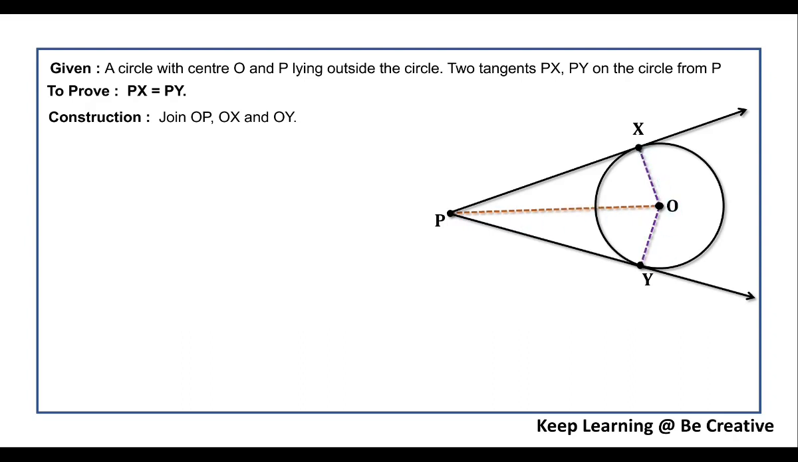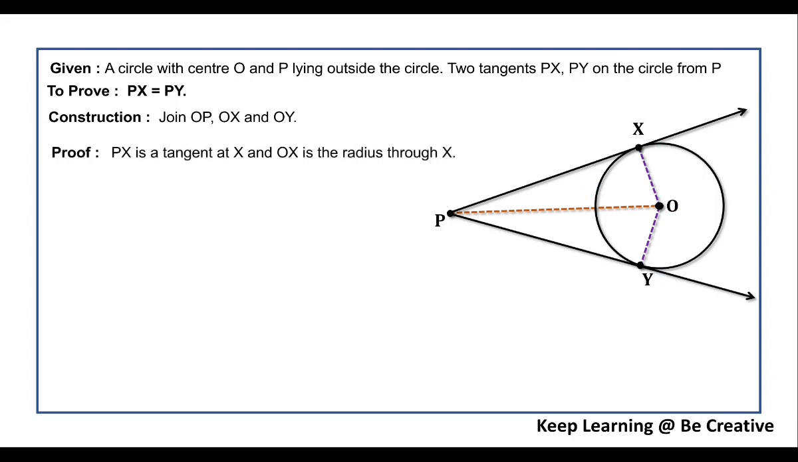Why are we doing so? Because whenever you need to prove some angles or segments equal, try to find certain triangles which can be proved congruent. If you are able to find the triangles, then after proving them congruent, by CPCT you can very easily prove the respective parts equal. Here, as we need to prove Px is equal to Py, we can imagine that if we connect P to O, and Ox and Oy, we get two triangles. So let's see how we are going to prove these two triangles congruent.